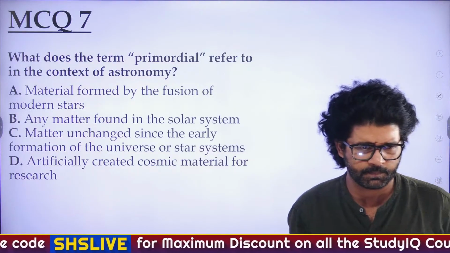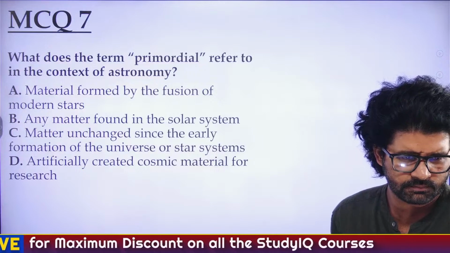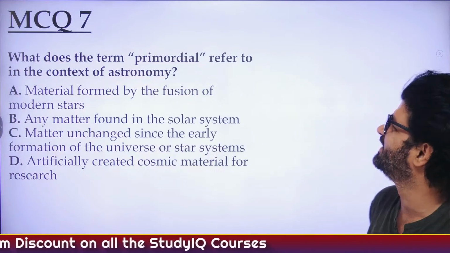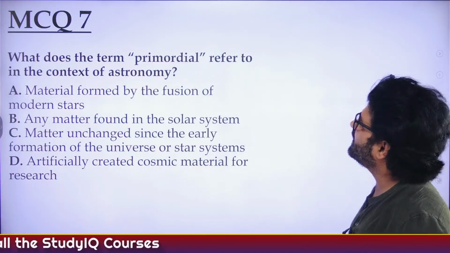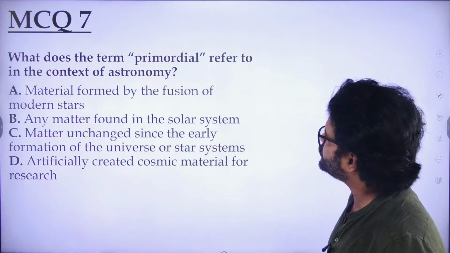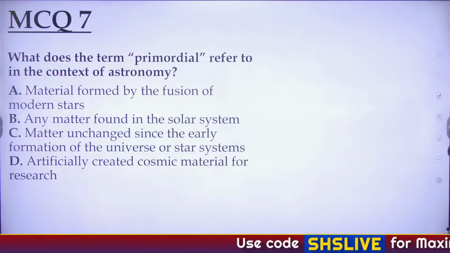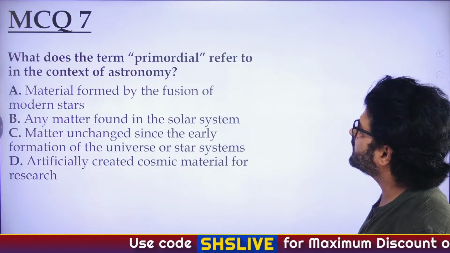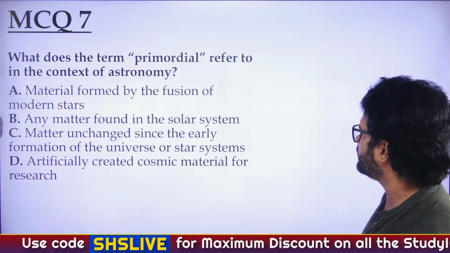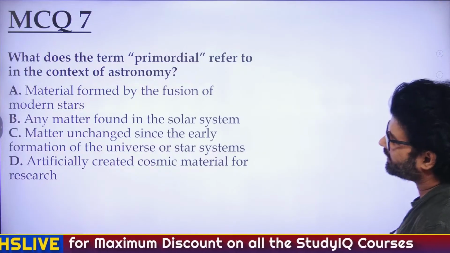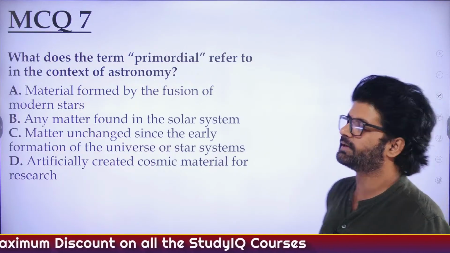Shirshan. Oh, thank you, Rishi. What does the term primordial refer to in the context of astronomy? Material formed by the fusion of modern star, any matter found in solar system, matter unchanged since the early formation of universe or star system, artificially created cosmic material for research.